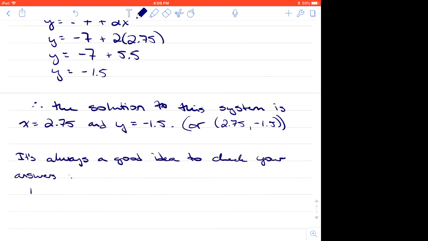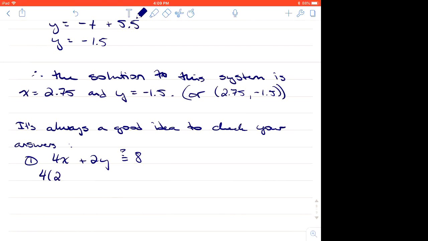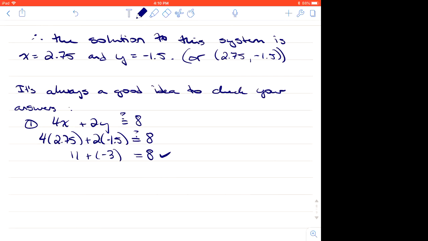All right, so equation 1 was 4x plus 2y. We want to know, does it equal 8? So I just put a little question mark over the equal sign. So does 4 times 2.75 plus 2 times -1.5 equal 8? 11 plus -3 is in fact 8. Awesome.